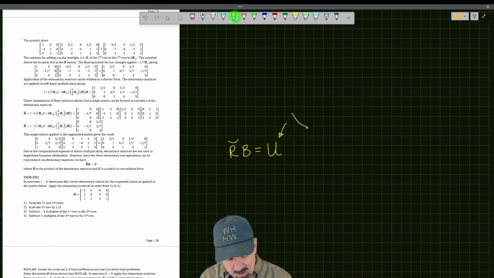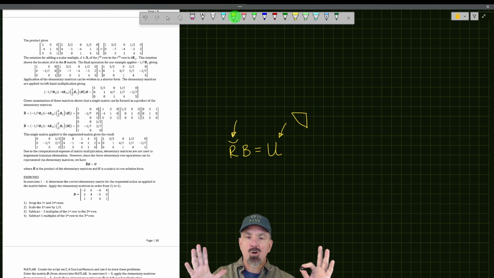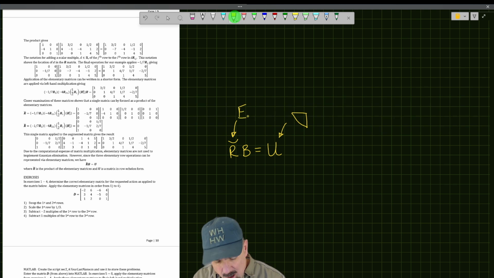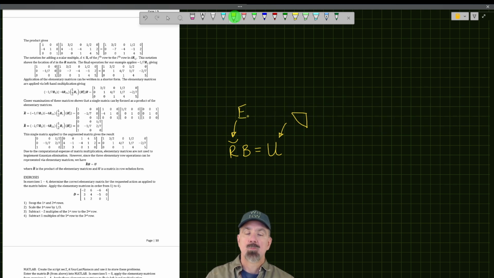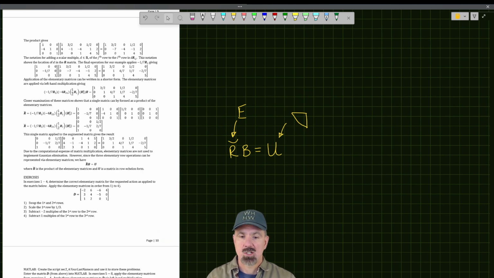It's upper triangular. It's some matrix that is upper triangular. My R matrix with the big scoop is just the product of all the elementary matrices. And this is what Strang calls capital E. It's the product of all of his elementary matrices. And that's really it. We're going to work some problems in class. And other than that, what I want you to do is practice with the Gaussian elimination.